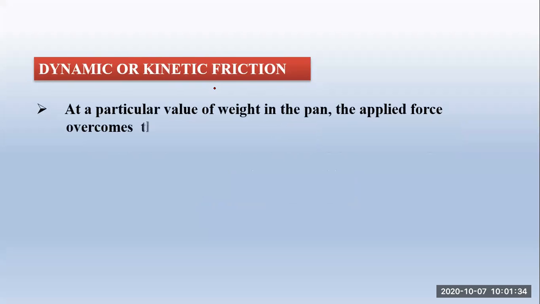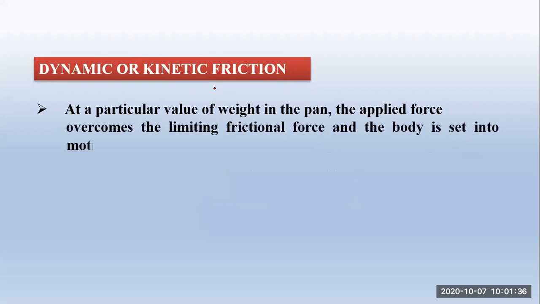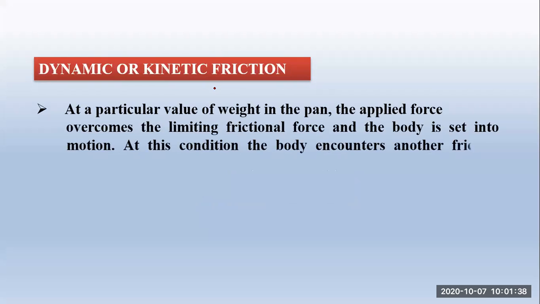Next we have dynamic or kinetic friction. This friction appears when the two objects are actually moving with respect to each other. When two objects have some relative motion with respect to each other, in that case we call it kinetic friction or dynamic friction. At a particular value of weight in the pan, the applied force overcomes the limiting friction force and the body is set into motion. At this condition, the body encounters another friction called kinetic friction.